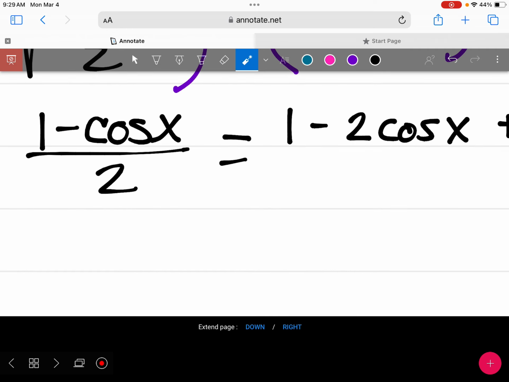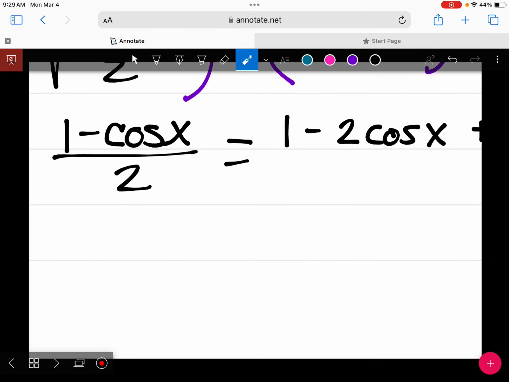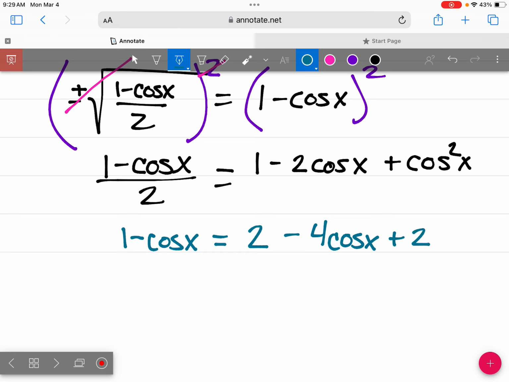So our first step is to multiply absolutely everybody by 2 so that we can get this out of a fraction. I'm going to give us a little bit more space, which means y'all are going to have to follow my brain. Sorry. Zooming out. There we go. So we're going to have our 1 minus cosine of x equals 2 minus 4 cosine of x plus 2 cosine squared of x, because we multiplied everybody by 2 to get rid of that denominator.